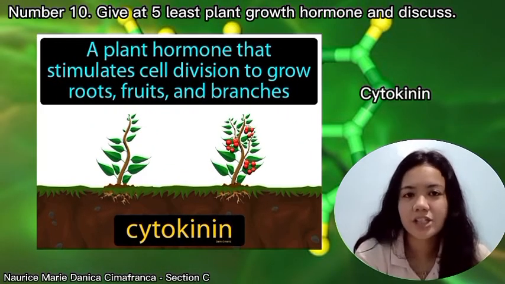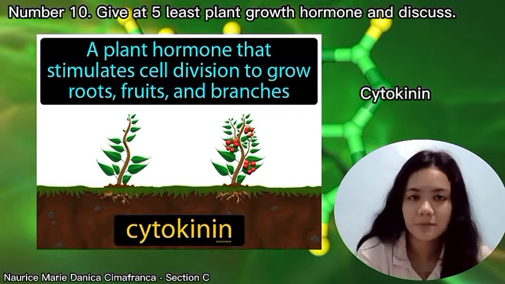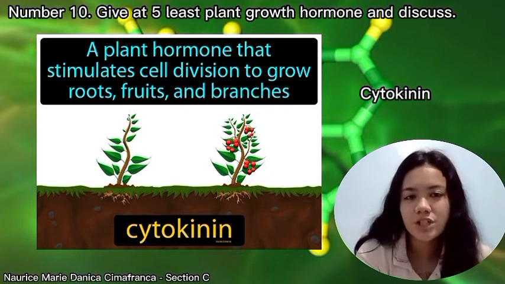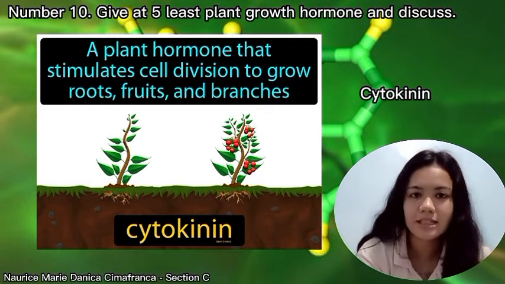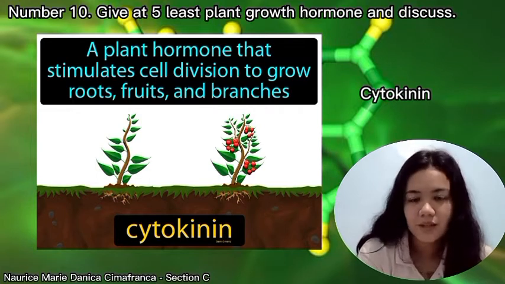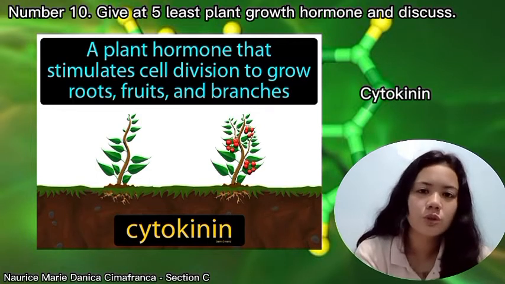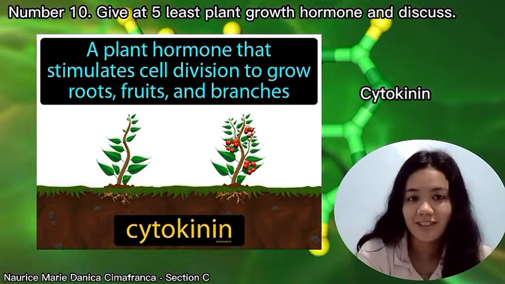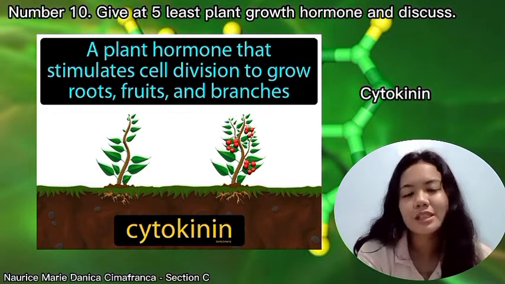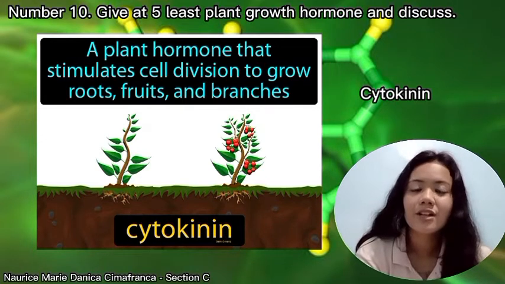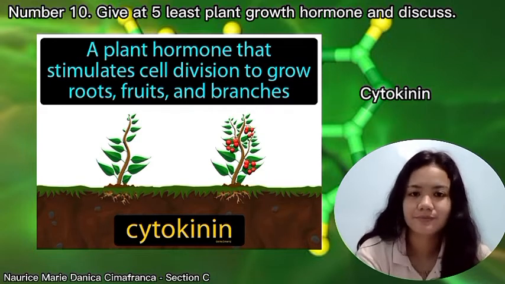Cytokinins are actually found in both plants and animals. They stimulate cell division and often are included in tissue culture media. Cytokinins are also used to delay aging and death. These are also produced in roots and seeds, and are responsible for cell division and differentiation.